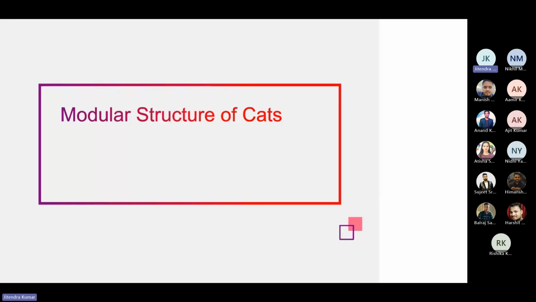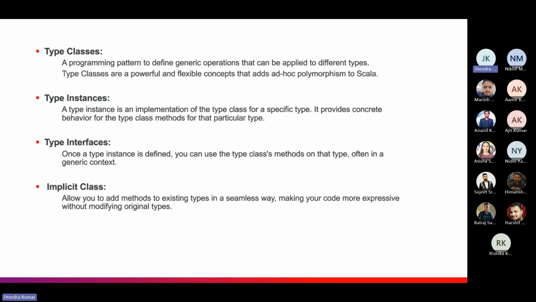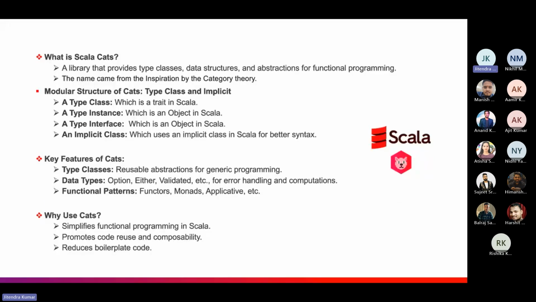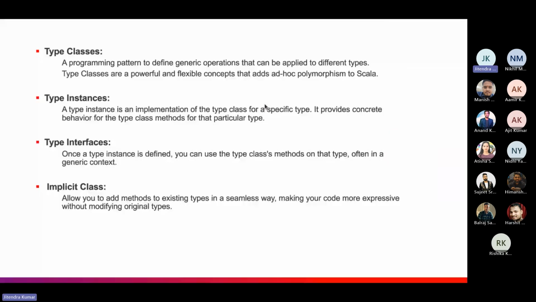So, the modular structure of Scala Cats. As we have seen in the previous slide, this is the modular structure of Scala Cats based on the type classes and implicits, right? So let's start with type classes. A type class is basically an interface or API, we can say, that represents some functionality that we want to implement by extending or implementing that interface or API. In Scala, it is represented by a trait, as I have already mentioned, and it takes at least one type parameter. We'll have a look into the code.